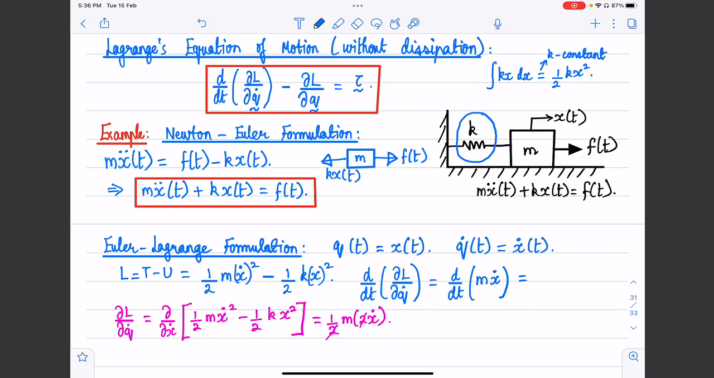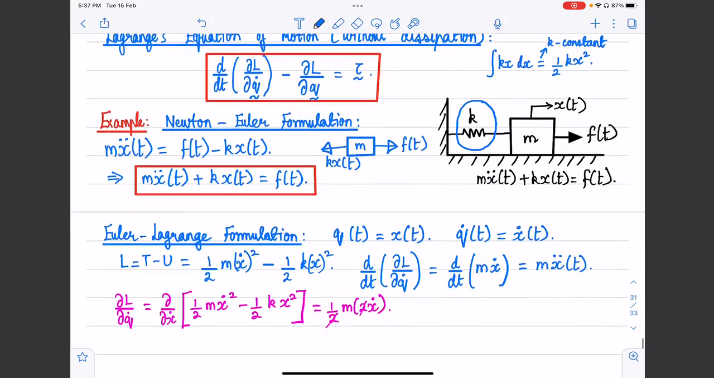Now we need to take the time derivative of mx dot. So what is the time derivative of mx dot? This becomes mx double dot. Of course, I'm suppressing the parenthesis t in some places. Sorry about that, but I am sure it is understood which variables are functions of time and which parameters are constant. So m is constant, so we get mx double dot. That is how we get the first term.